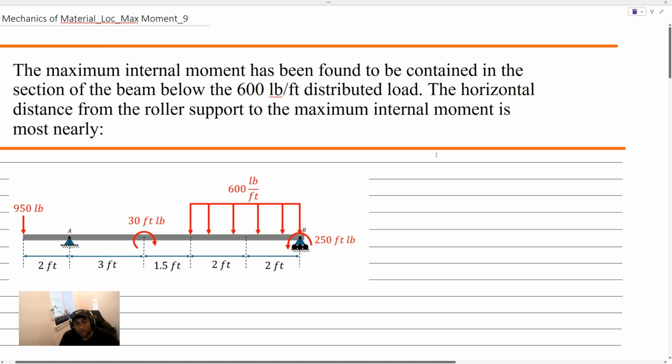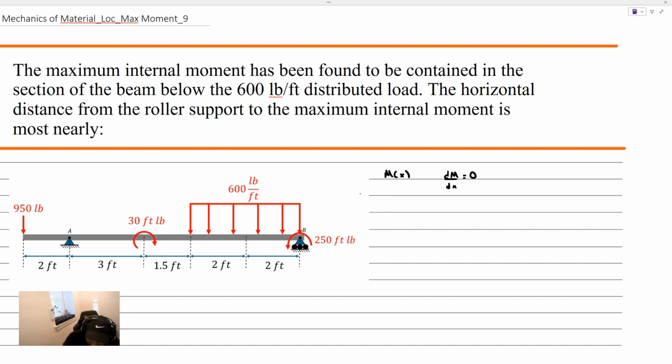Now, for this problem, if we had the moment diagram, we could look at the peak of the moment diagram and determine where that peak occurs and get the distance from the roller support. That's one idea. Additionally, if we had the moments as a function of distance along the beam going from right to left, if we took its derivative and set that equal to 0, we could also find the x location that maximum corresponds to.